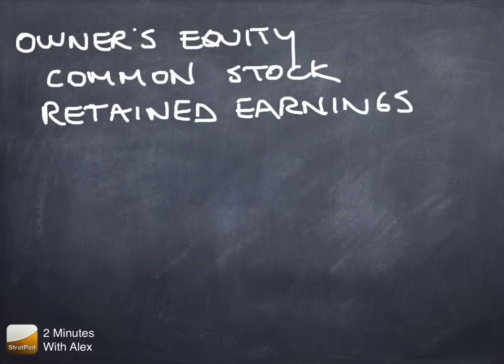Okay, final piece of the balance sheet is owner's equity, which appears at the very bottom and consists of several lines, but at the very least two lines. So the first is common stock, which is the amount of money that shareholders have invested in the company. In a small business, this is typically the amount that the founder put in when they first started the company.